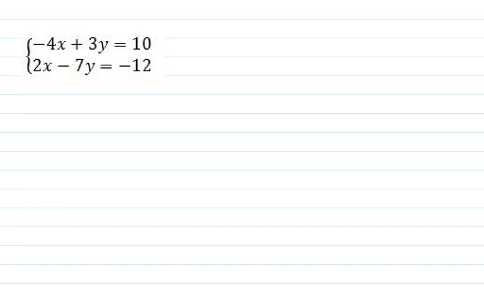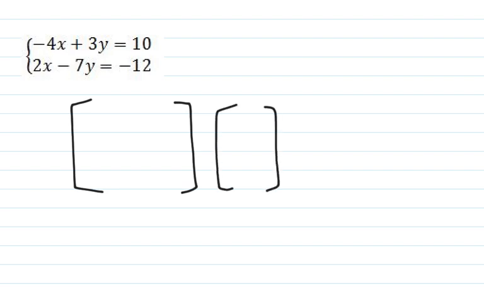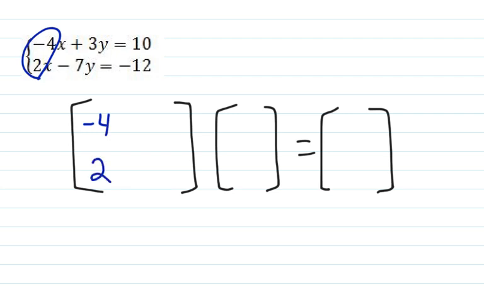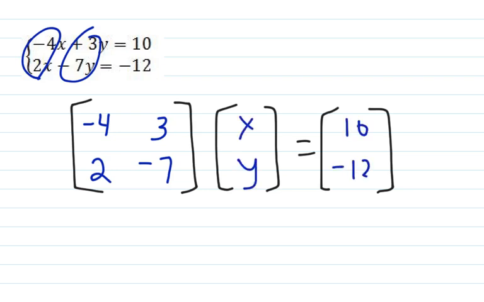So practice writing this equation as a matrix equation. We're going to set up our coefficients matrix, our variable matrix, and our constant matrix. So I'm going to take my coefficients and my other coefficients. Make sure you get all of the signs. You're going to get your variables, and then you're going to get your constants. And that's your matrix equation for this system. And then we'll use that in the next video to learn how to solve.